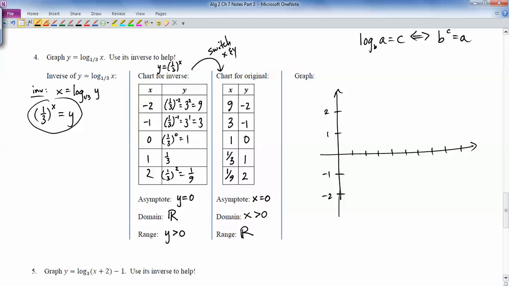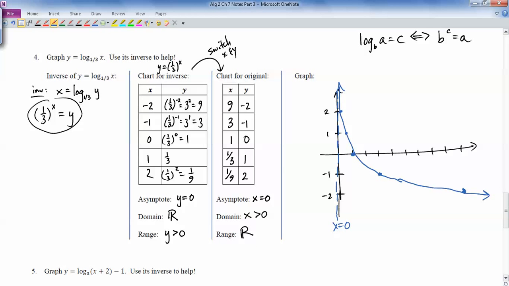And let's do the asymptote first. So asymptote at x equals 0. So that's right on this axis here. We've got the point 9, -2, which is down here. We've got the point 3, -1 right here. 1, 0. 1/3, 1, like here, and 1/9, 2. So this graph looks like this. Just like that.